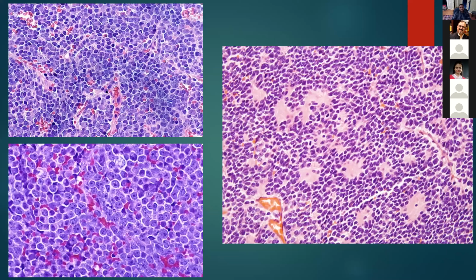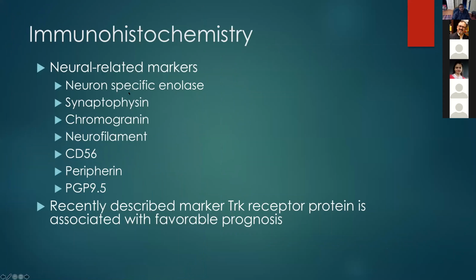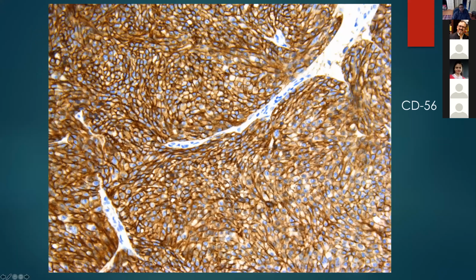Here is CD56, an absolutely gorgeous example of one. It's a cytoplasmic stain, therefore you see the nuclei are not picking up the stain. S100 protein does not highlight the tumor cells, but it does highlight the fibrillary neural protein that is seen around these nests of cells. Synaptophysin is diffusely positive, again a cytoplasmic and membranous stain, more so than a nuclear stain.